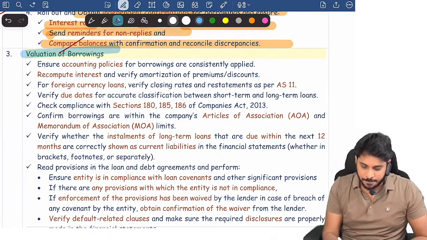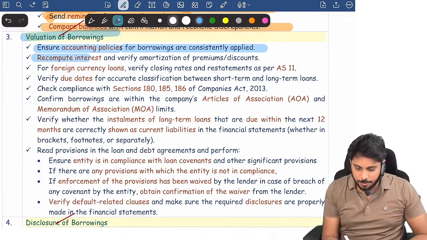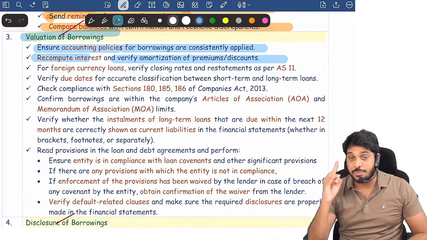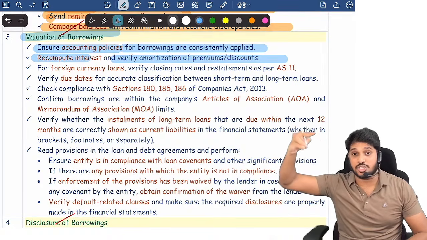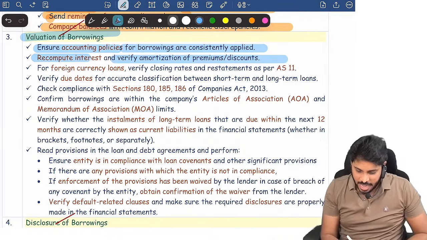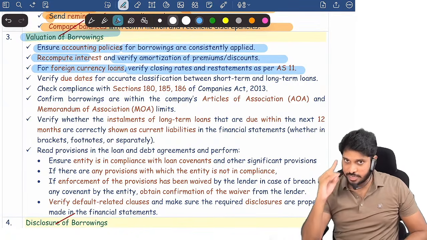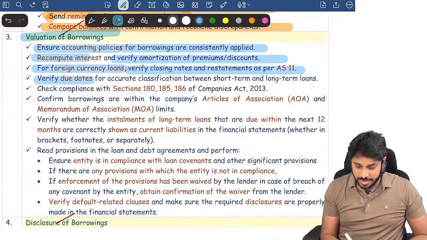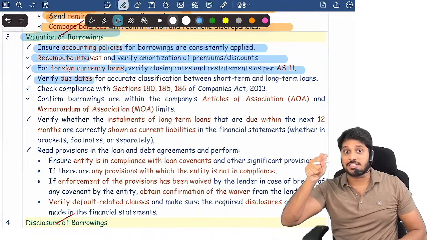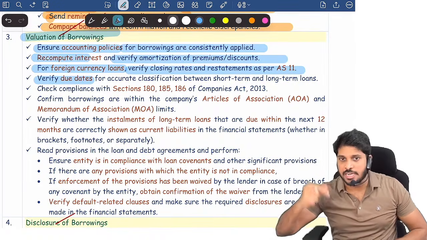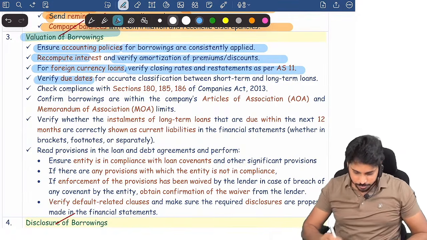Look at valuation. Ensure accounting policy for borrowings is consistently applied. Recompute interest and verify amortization of premiums and discount. If it is a debenture, any premium on debentures, that also has to be accounted regularly. And for foreign currency loan, verify closing rates and restatement as per Accounting Standard 11. Verify due dates. What is the due date of repayment of the loan, and accordingly classify. If it is falling within the next 12 months from balance sheet date, it's a current borrowing. If it is not falling within the next 12 months, it's a long-term borrowing.